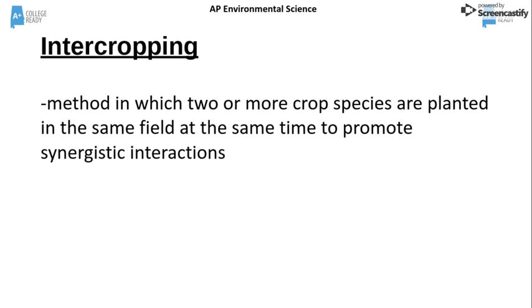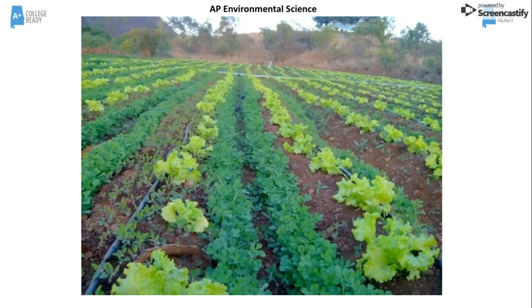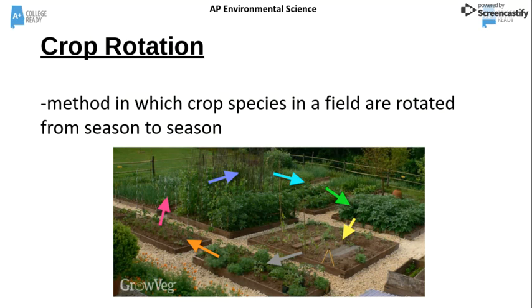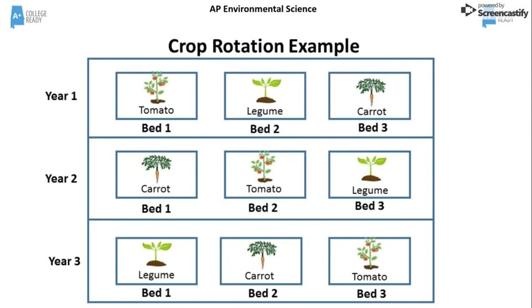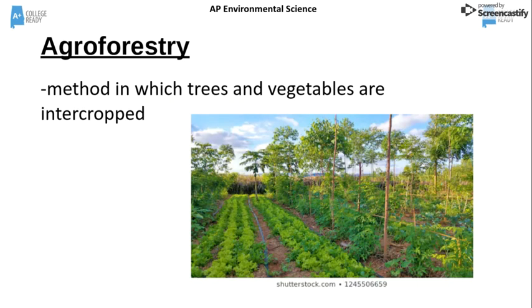Sustainable agricultural methods include intercropping, which is a method in which two or more crop species are planted in the same field at the same time to promote beneficial interactions. Crop rotation is the method in which crop species are rotated from season to season. Agroforestry is the method in which trees and vegetables are intercropped.